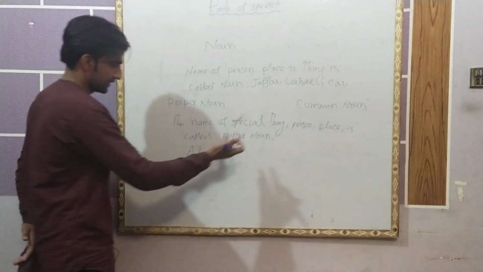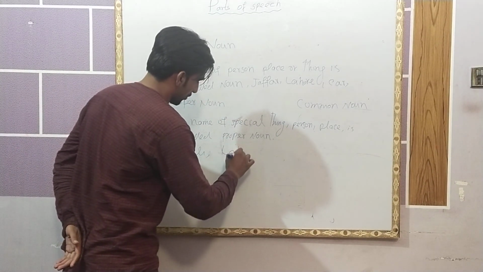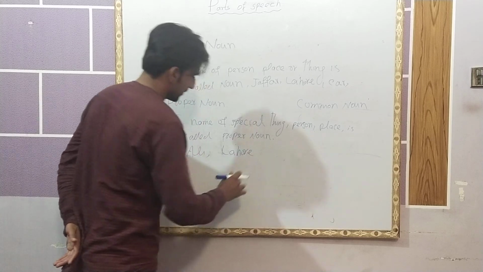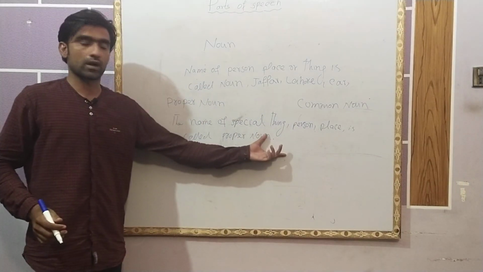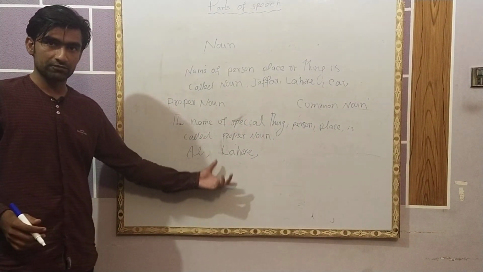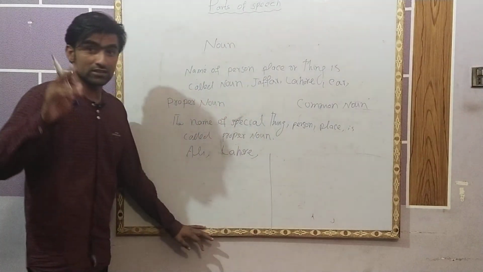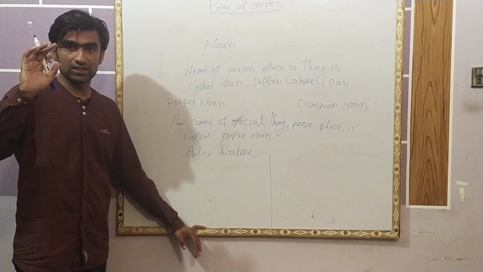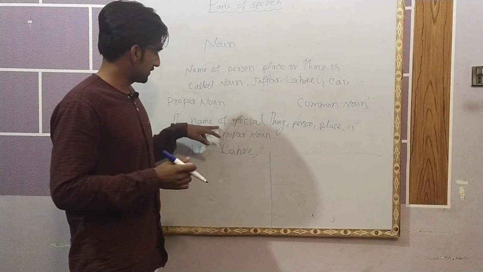Suppose that I write here a special name, like Ali, or I can write my own name, that is a special name. Or suppose that I write Lahore. Lahore is a special name, and anything you can write here will come in the proper noun. I write some more examples so it will be clarified in your mind. And one thing you just keep in your mind: a special noun is a proper noun.